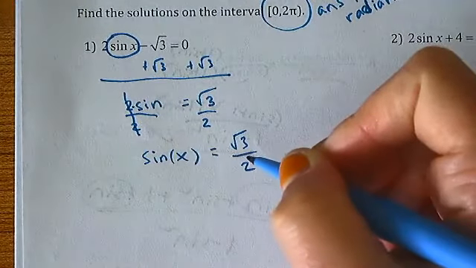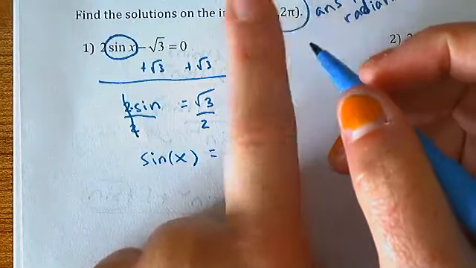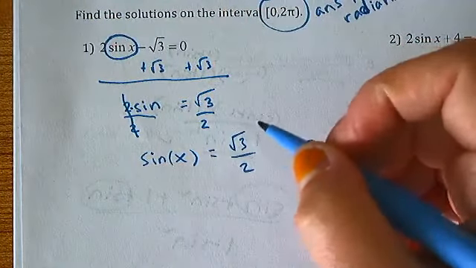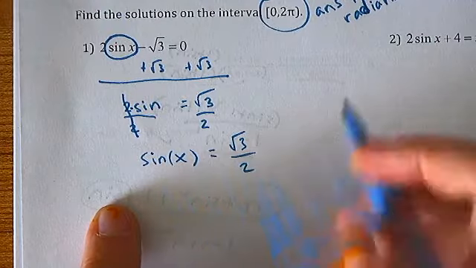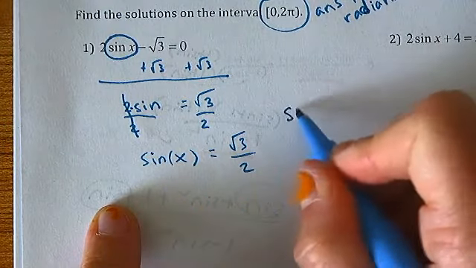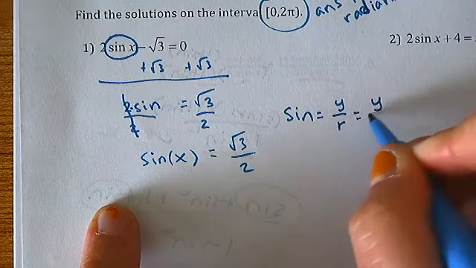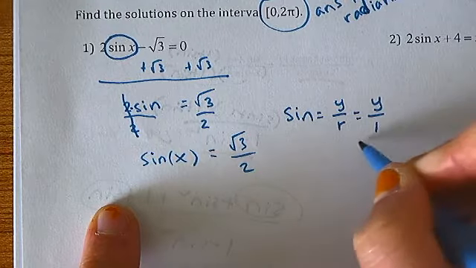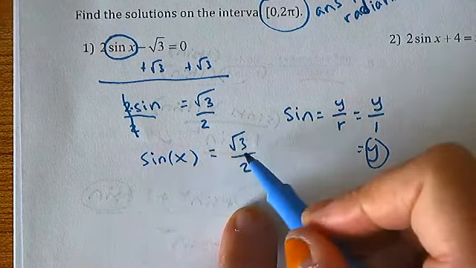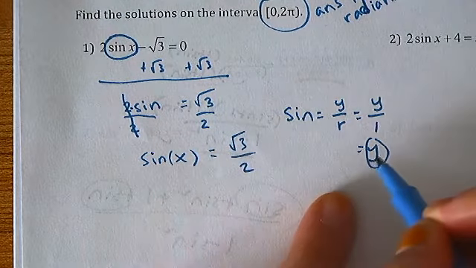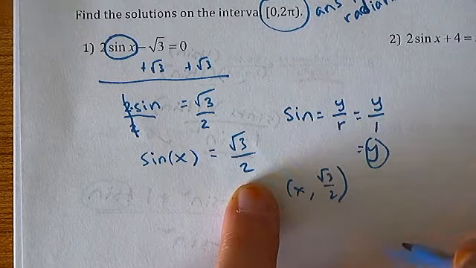Now, we are not done, okay? Because it said find the solutions on the interval from 0 to 2 pi. So I want my answer in radians. Basically what this is saying is that sine is equal to root 3 over 2. And if you guys remember, sine is equal to y over r, which on the unit circle is just y over 1, which is just y. So we're basically trying to find where on the unit circle your y value of the coordinate point is equal to root 3 over 2.